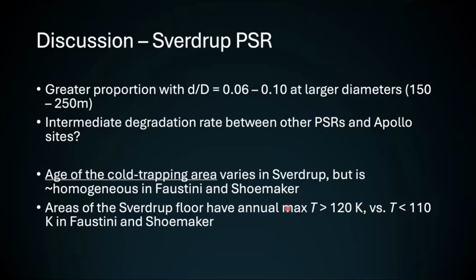And there are a couple of other interesting differences about the craters in the Sverdrup PSR that we looked at. For one thing, in the 0.06 to 0.1 diameter range, that kind of intermediate lifetime, or not so super shallow yet, they have a lot more craters in that range at larger diameters. So in the 150 to 250 meter bin that we looked at, Sverdrup starts to look a lot more like the Apollo sites. And then, as I mentioned, there's that potentially intermediate degradation rate.